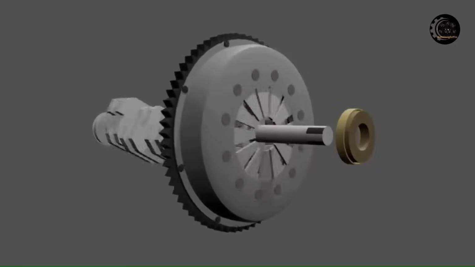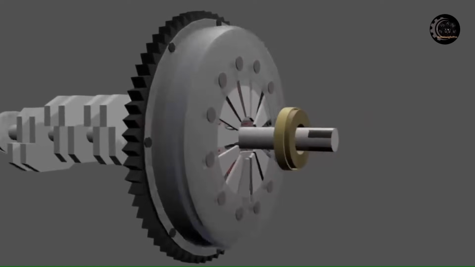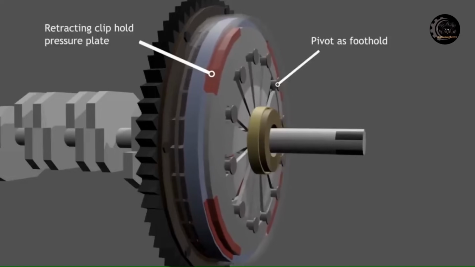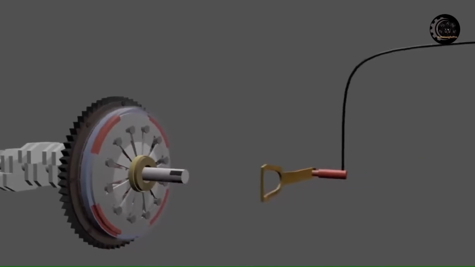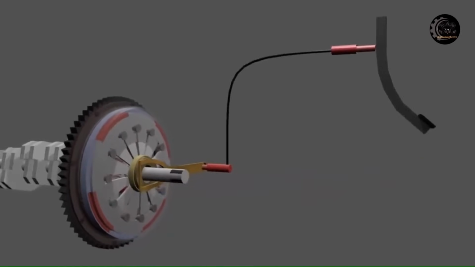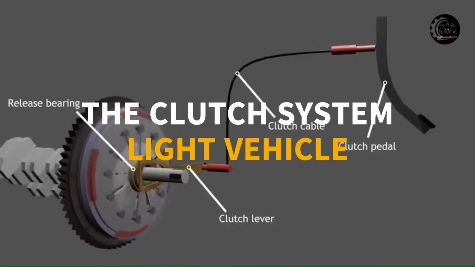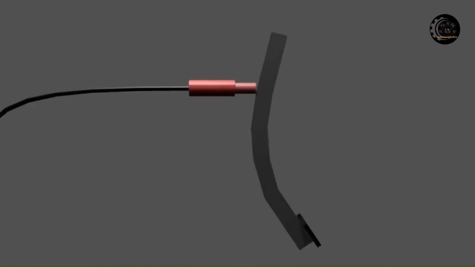Pivot foothold. Its function is providing a stable and reliable pivot point for the clutch pedal's movement. Its smooth operation, durability, and adjustability contribute to the overall performance and feel of the clutch pedal in manual transmission vehicles. Clutch lever and cable. They work together to actuate the clutch mechanism, allowing the driver to engage and disengage the clutch as needed depending on pedal movement, whether the pedal is pressed or released.